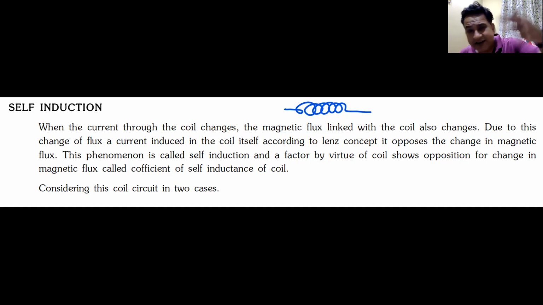If the current in the wire changes, the flux linked with the wire, the loop or the coil will change, and EMF will be induced in this coil. This phenomenon is known as self-induction. Do we see this, beta?